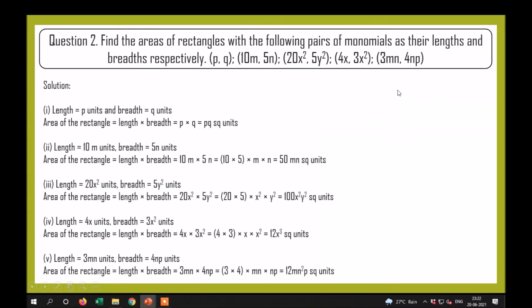Fifth is 3mn and 4np. So length is 3mn and breadth is 4np units. Area of rectangle equals length into breadth. So 3 into 4 is 12. mn into np. So it is m, n into n is n square, and p. So it is 12mn square p square units.